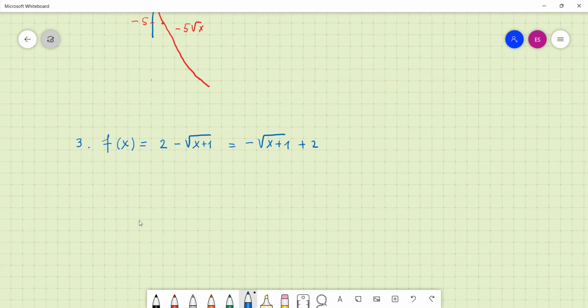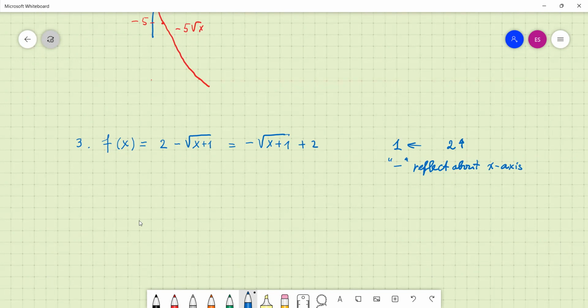And then +2. I just changed the terms here. Now, from this formula, I'm going to see that I have a transformation 1 unit to the left, right? My minus is going to tell me reflect about the x-axis. And my +2 is going to tell me 2 units up.